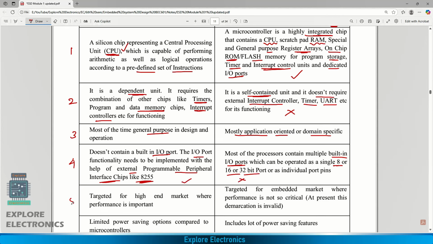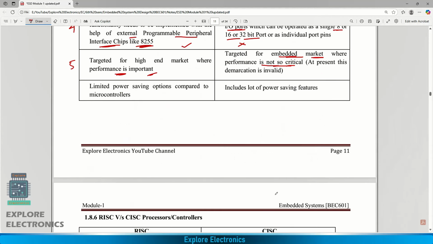Here it is required. Then it is targeted at the high-end market where performance is important. A microprocessor can be used whenever performance is very important. But microcontrollers are used very much in the embedded market. It is not so performance oriented, meaning less performance can be expected here.